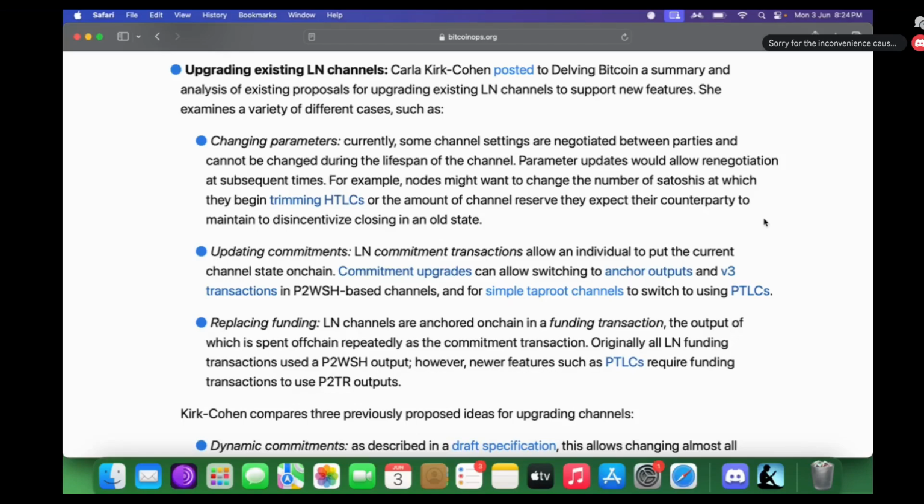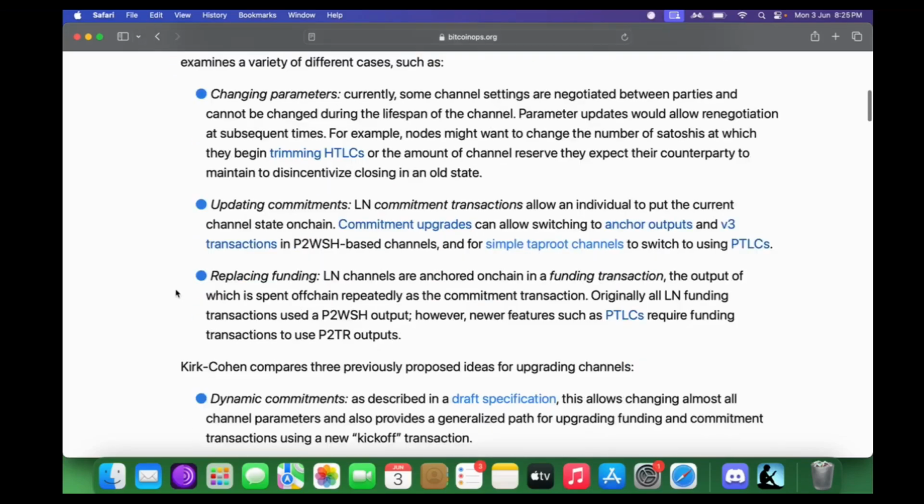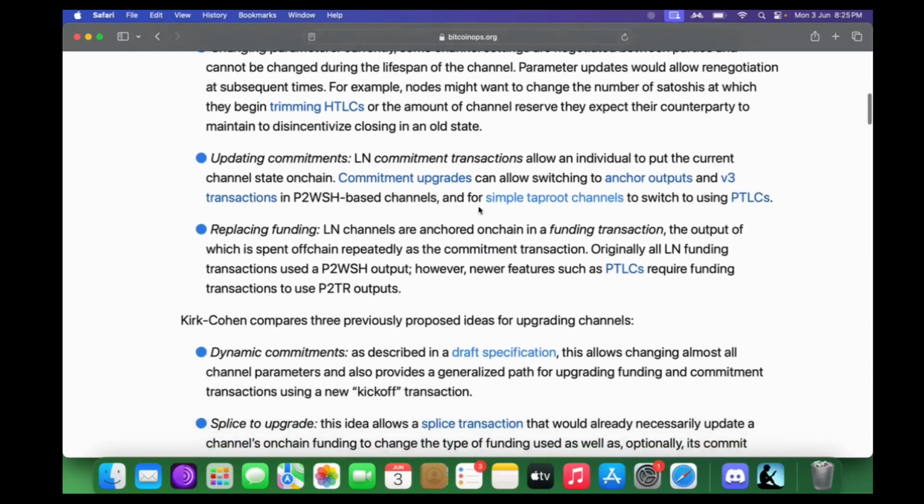So the first one was changing static parameters. The second one is updating the commitment transaction. If your commitment transaction has a very low fee and it doesn't even have an anchor output, in that situation, you should be allowed to add an anchor output to your commitment transaction so that you can bump the fee of your commitment transaction. This could be one use case of allowing to update the commitment transactions. Another example that they have given is, and for simple taproot channels to switch to using PTLCs.